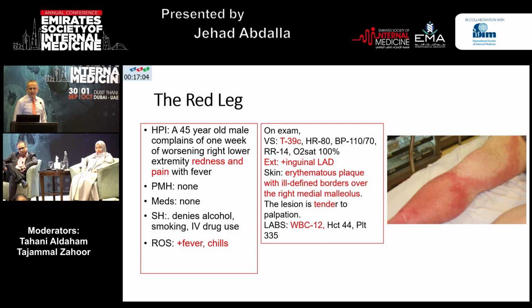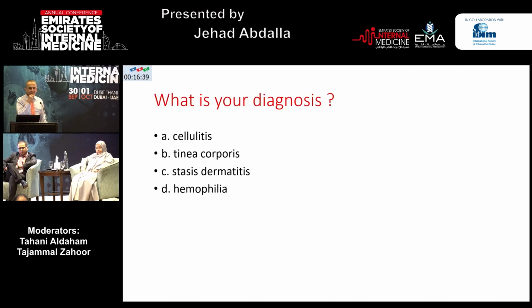When you examine the patient, there is inguinal lymphadenopathy. There is, as you can see in the photo, an erythematous plaque with well-defined borders, and it's tender to touch. Labs showed mildly elevated white blood cells around 12,000. So what is your diagnosis? Cellulitis, tinea, stasis dermatitis, or hemophilia. And if anyone says hemophilia, I'm out of here.